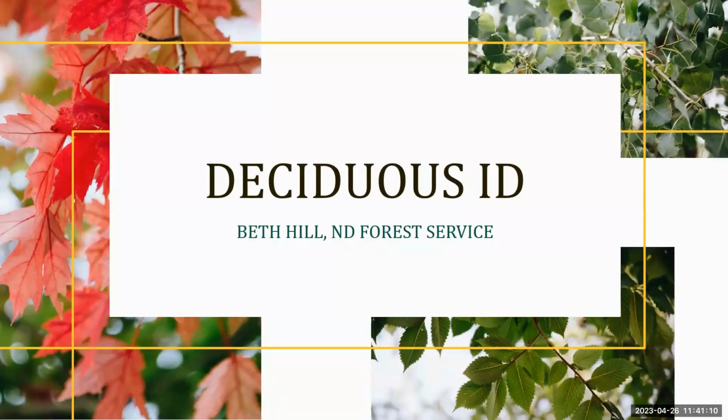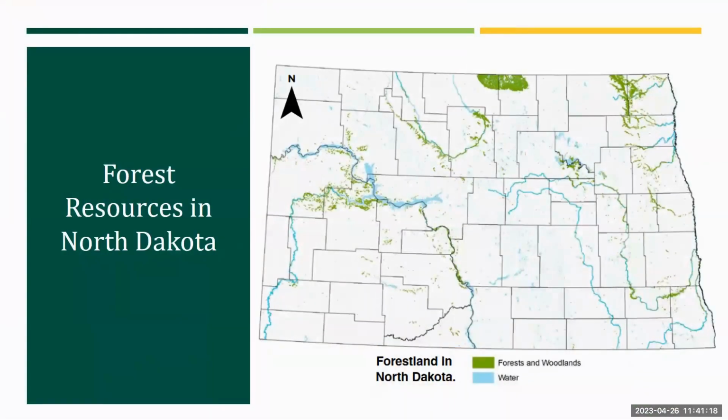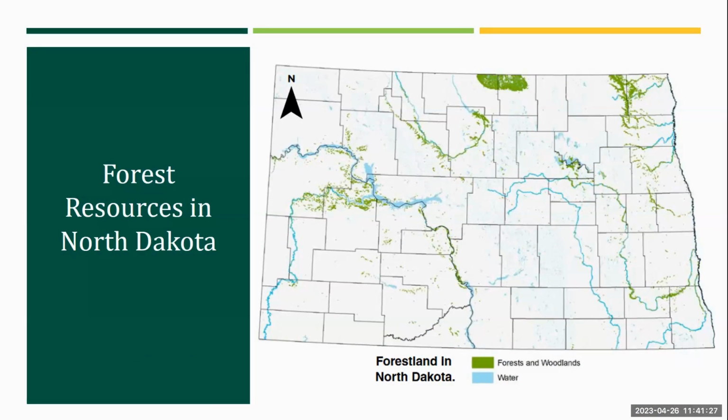And today we are talking about how to identify deciduous tree species. So forests cover about 30% of the Earth's surface, and that contains about 3 trillion trees. But when you think of North Dakota, forests typically are not what most people think of first.